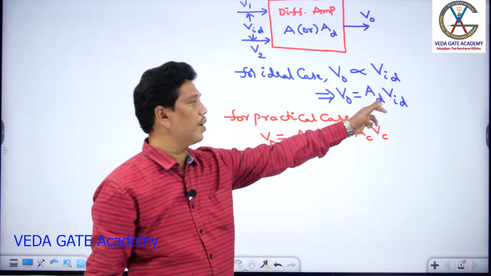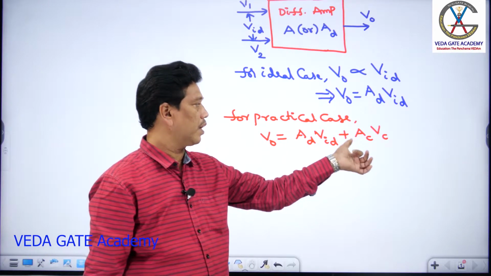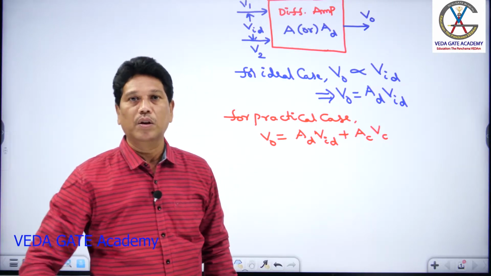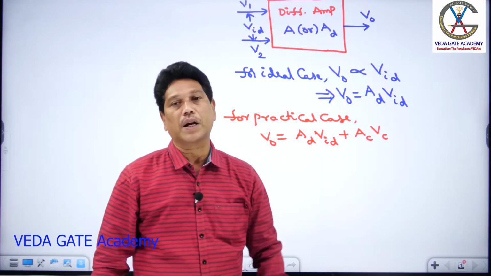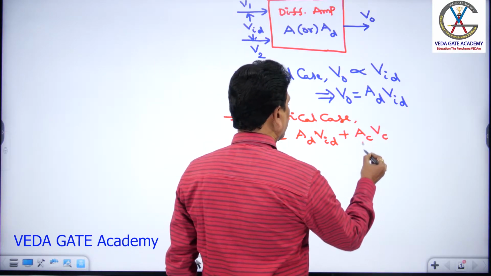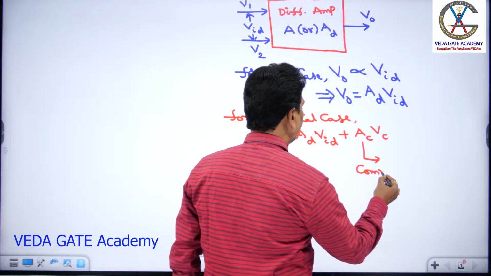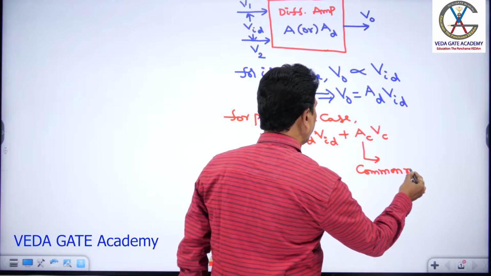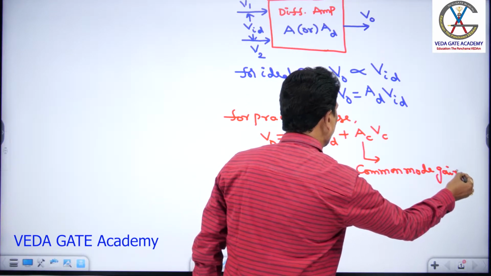In the case of ideal condition, you don't expect any output by the common mode input, but here you can expect the output by the common mode input also. Practically the output mostly depends on the differential inputs, but somewhat also depends on the common mode input. Where AC stands for the common mode gain. And what is that VC?